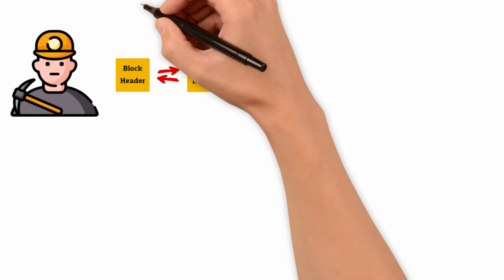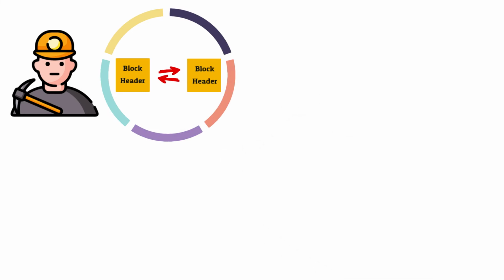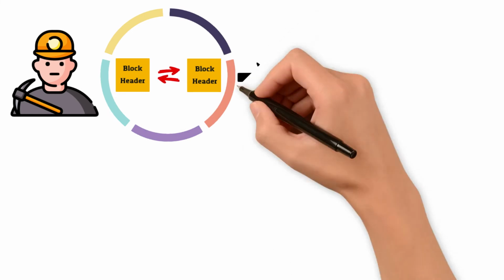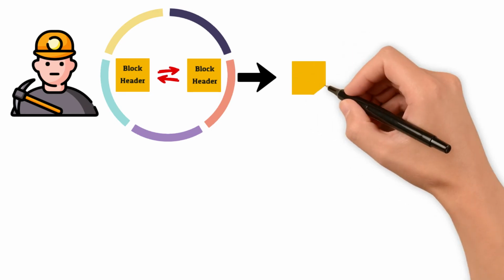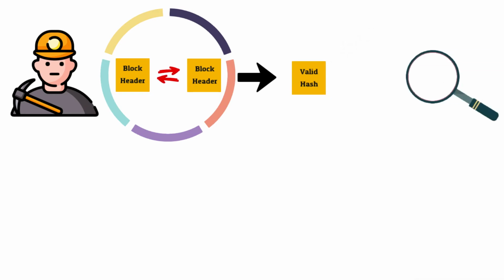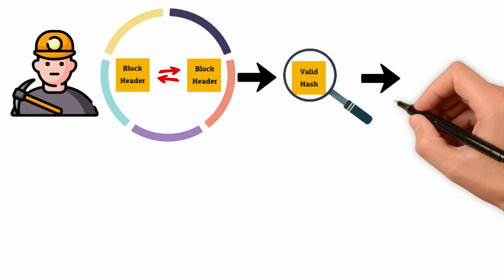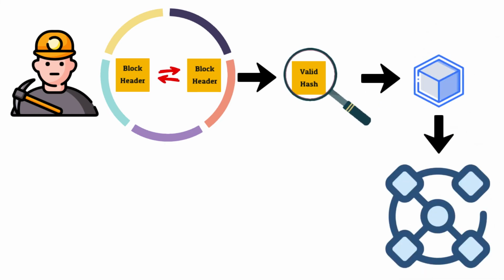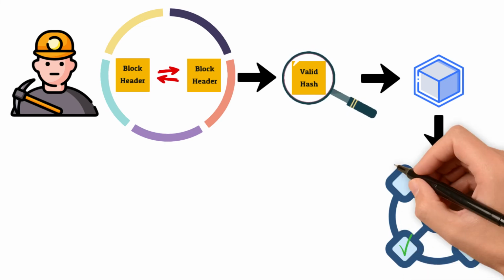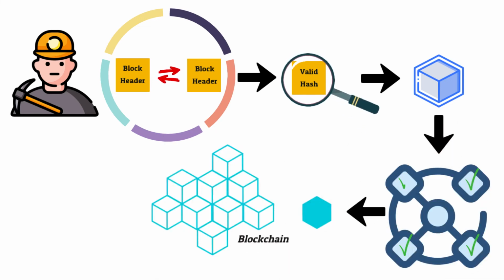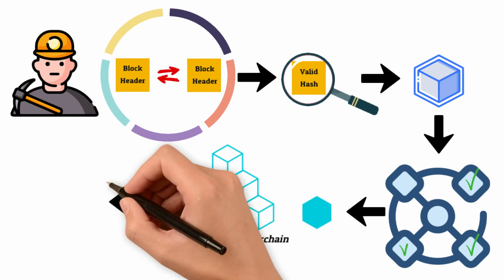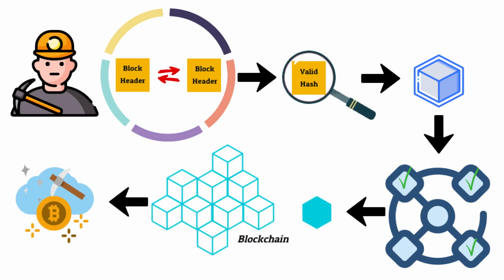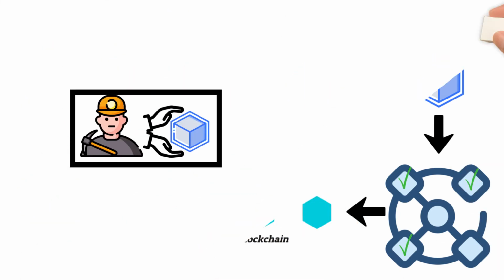The miners keep hashing the header over and over again by iterating through the nonce until one miner in the network eventually produces a valid hash. When a valid hash is found, the founder node will broadcast a block to the network. All the other nodes will check if the hash is valid and add the block into their copy of blockchain and move on to mining the next block.